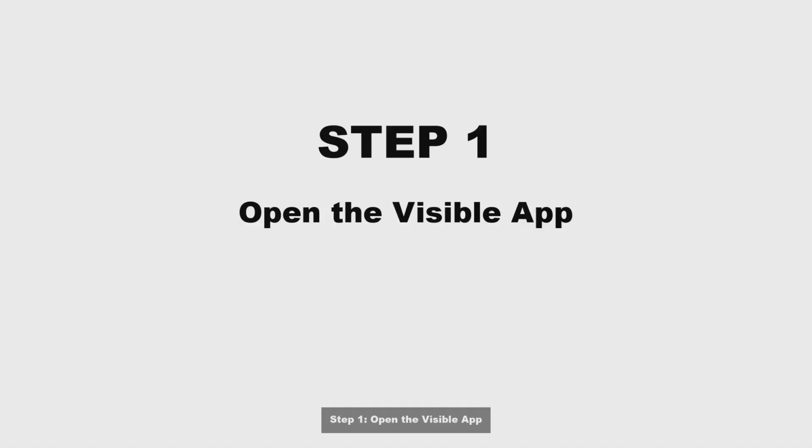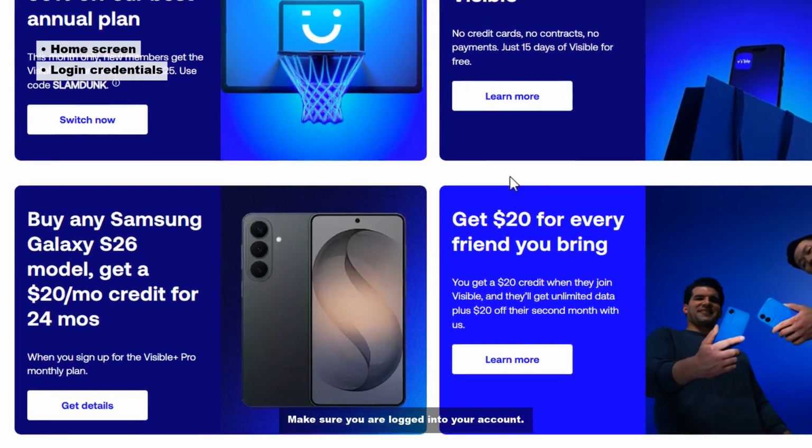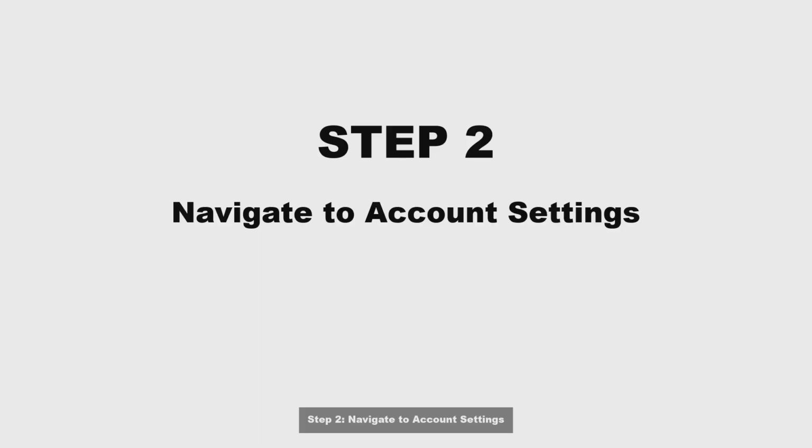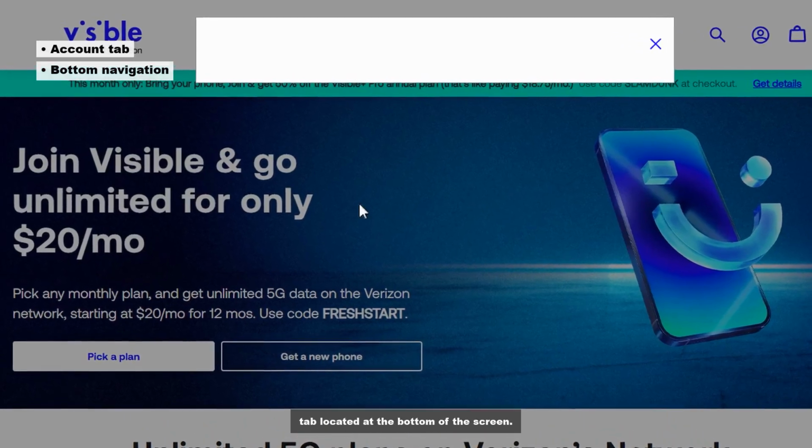Step 1. Open the Visible app. Launch the Visible app on your smartphone. Make sure you are logged into your account. Step 2. Navigate to Account Settings. Once you're in the app, tap on the Account tab located at the bottom of the screen.